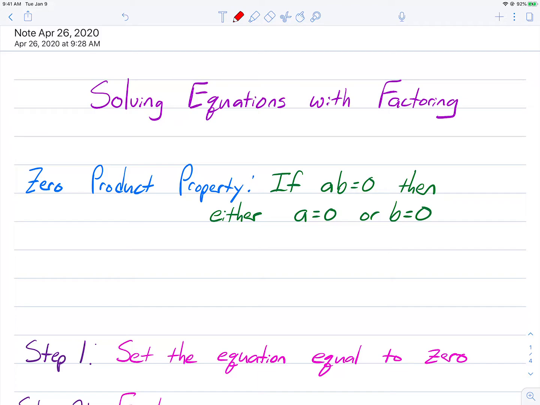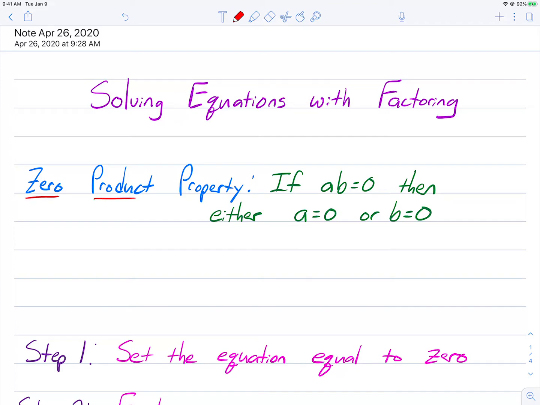Hello everyone. Today's notes are on solving equations with factoring. So we're going to be using all of the factoring techniques that we've been working on and use them to solve specific types of equations. And we're going to get more into how these equations help us with something called parabolas and quadratic equations a little bit later. So the first idea we need to know is the zero product property.